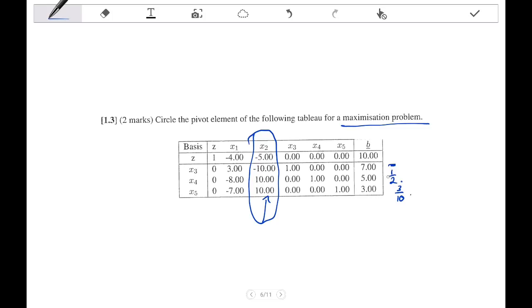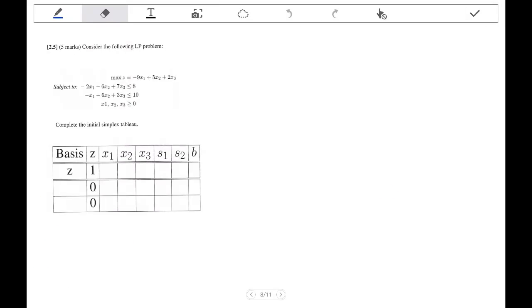1 over 2 is greater than 3 over 10. Then do this. Then after that, do this. So this is your pivot row. This is your pivot column. Then after that, where these two things meet is your pivot element. So your pivot element in this case is this 10 here. So just circle this 10. That's your pivot element.